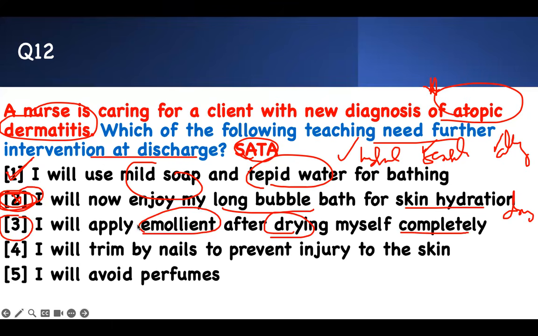Okay, so I will apply emollient after drying myself completely. You don't need to do that. I will trim my nails to prevent injury to the skin. Yeah, so that I don't scratch myself. I will avoid perfumes, which are irritants. Yes. So 2 and 3 need further intervention at discharge.